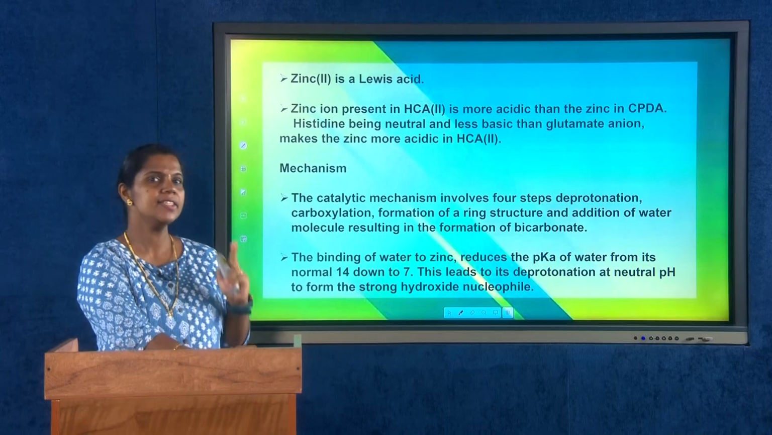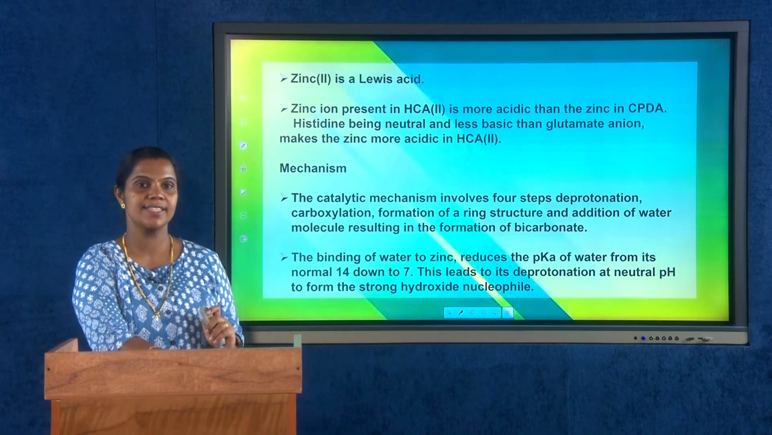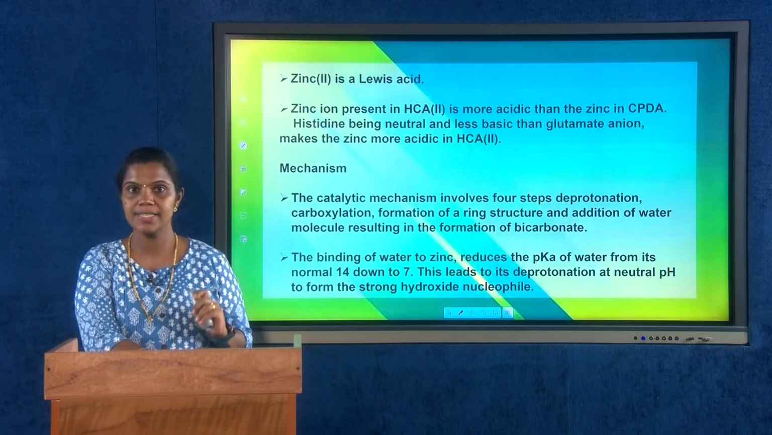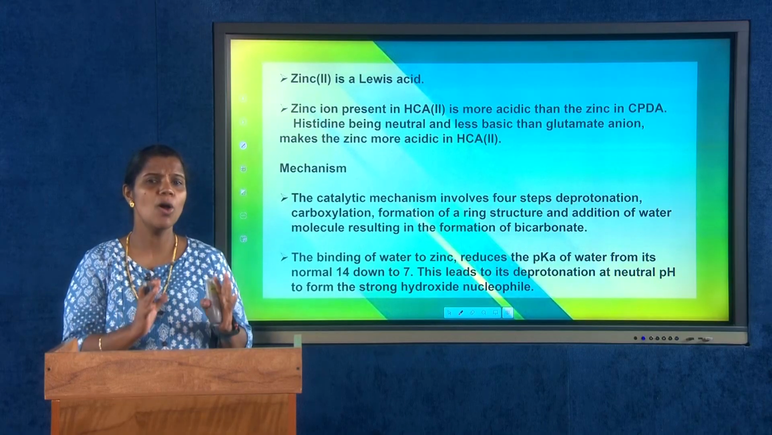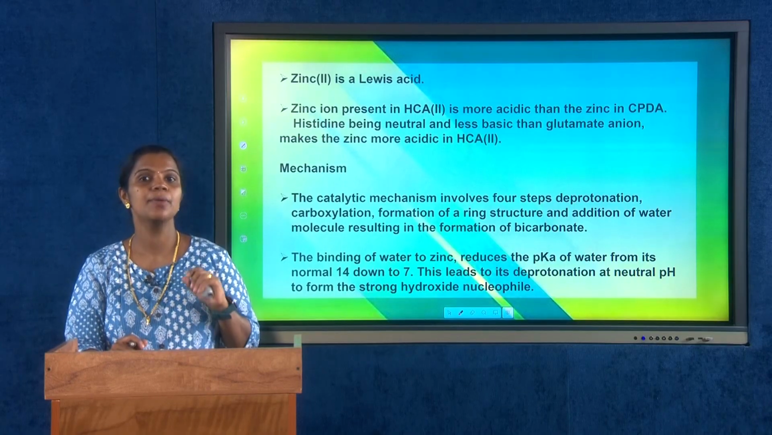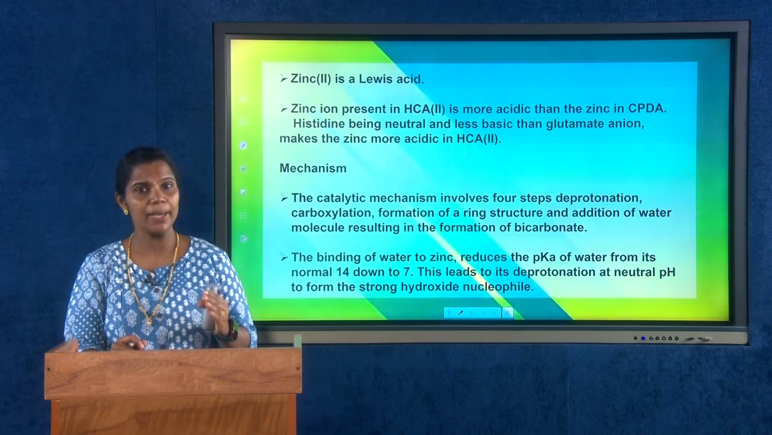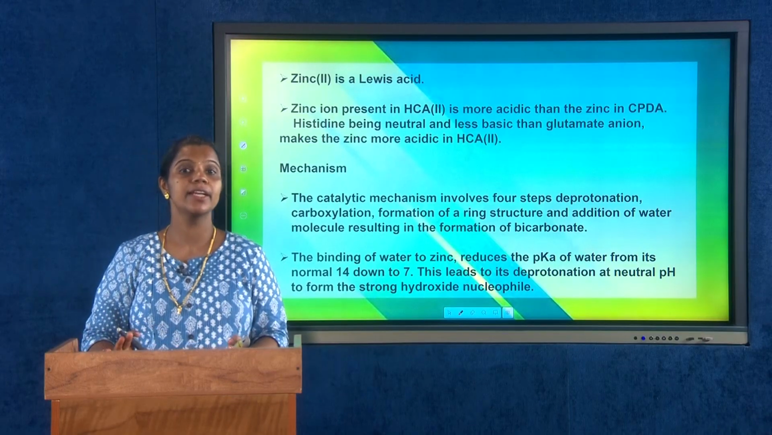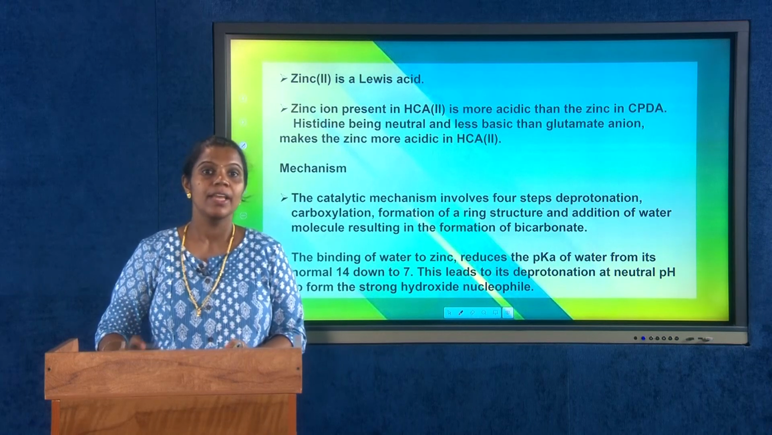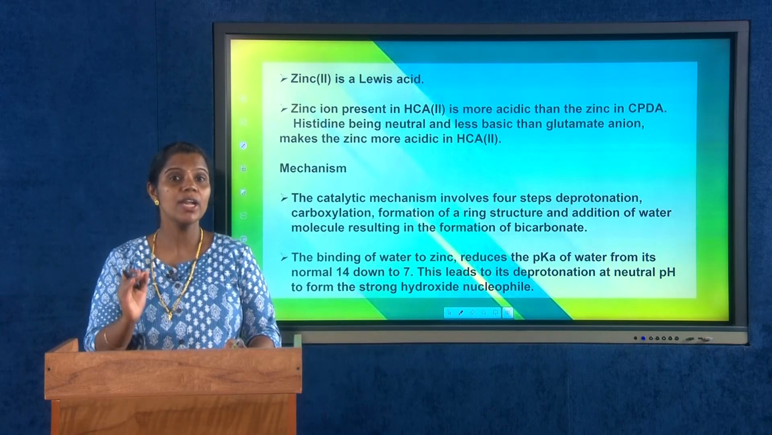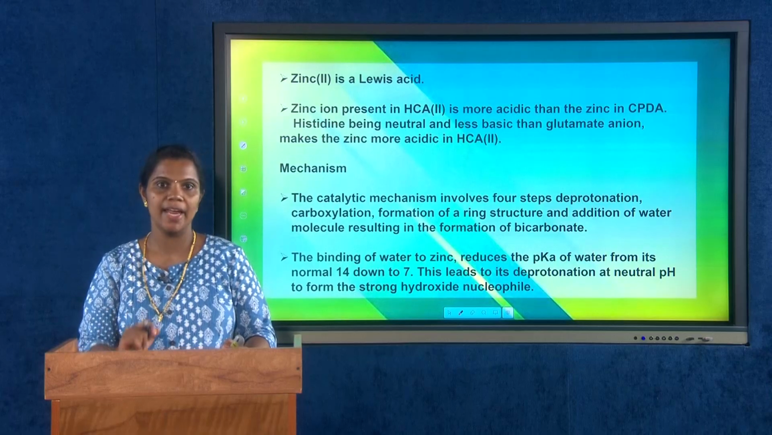Actually, the zinc 2+ is a Lewis acid. The zinc ion present in this enzyme is more acidic than the zinc present in carboxypeptidase A. Histidine being neutral and less basic than the glutamate ion, it makes zinc more acidic in this enzyme.